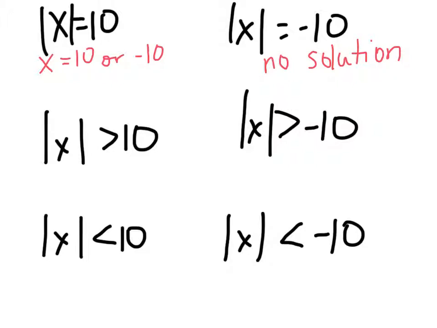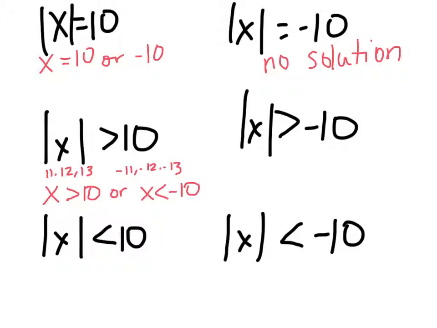So if the absolute value of x is greater than 10, that tells me that x could be things like 11, 12, 13. But then I have to remember that it can also be negative 11, negative 12, negative 13. So that means x can be greater than 10, but it also could be anything that is smaller than negative 10. And since those two things are completely opposite, I'm going to say or x could be less than negative 10.